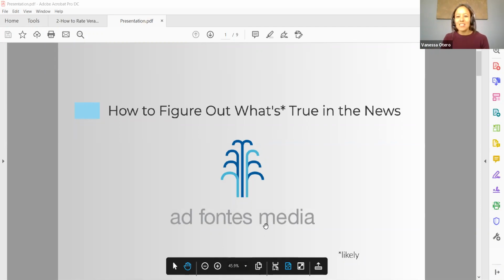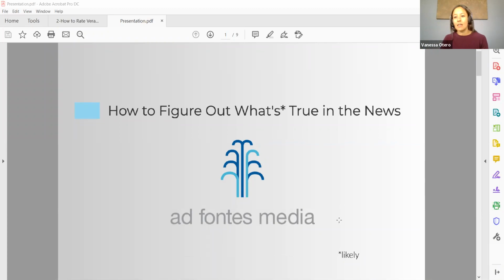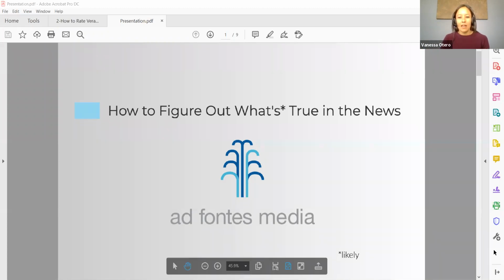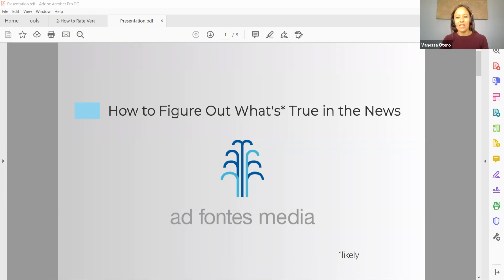All right. So this is called How to Figure Out What's True in the News. Can you all see that? Yep. All right, cool. What's true in the news. So I have a little caveat here. What this should be called is how to figure out what's likely true in the news. And why do I say that? Well, you guys can still see my PowerPoint, right? The first slide there? Yes. Okay, cool. All right, perfect. Nice and clear.